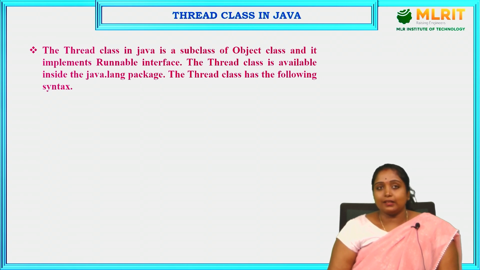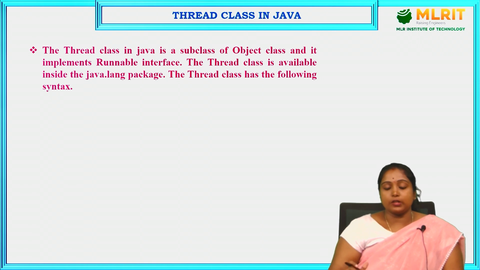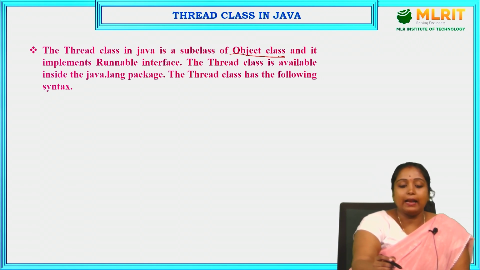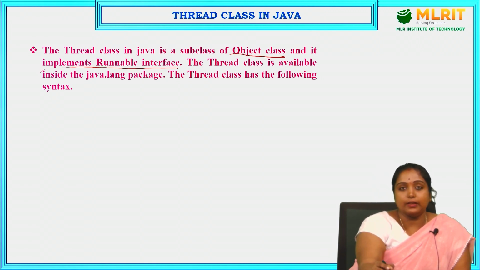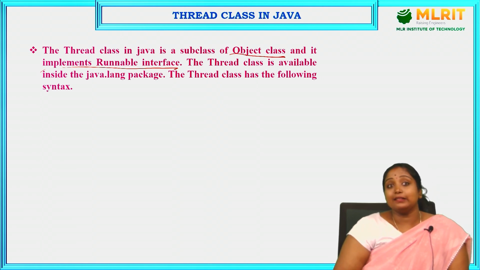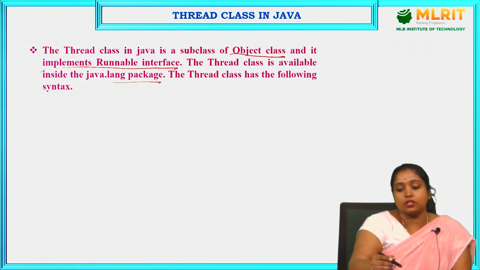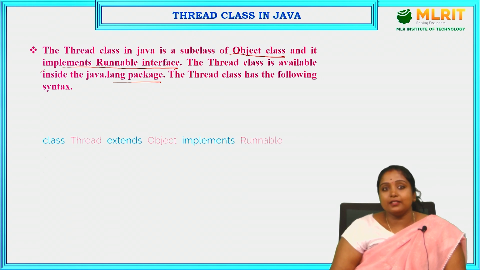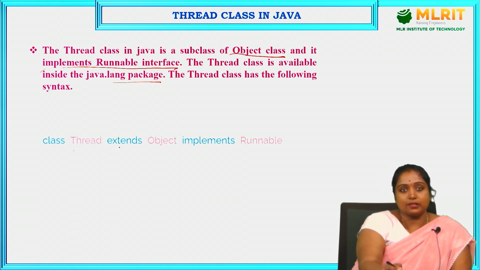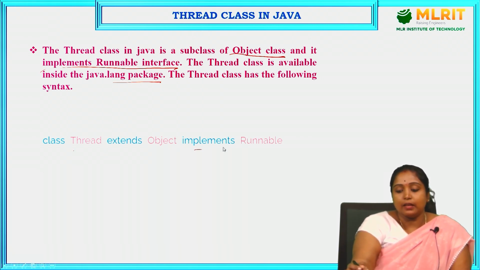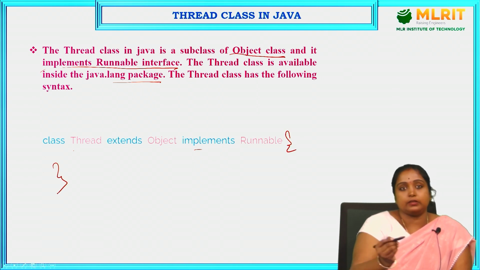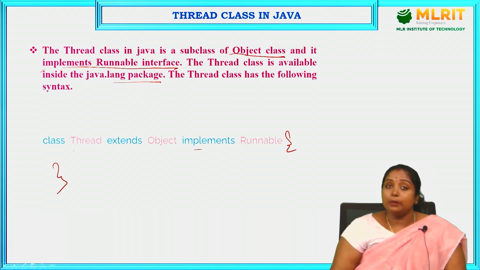So, what is a thread class? Thread class is a built-in class which is already defined in the java.lang package. This thread class is a subclass of the Object class, and it implements the Runnable interface. Here is the syntax: Thread class extends Object, which implements the Runnable interface. So, this is a built-in class already defined in the java.lang package.